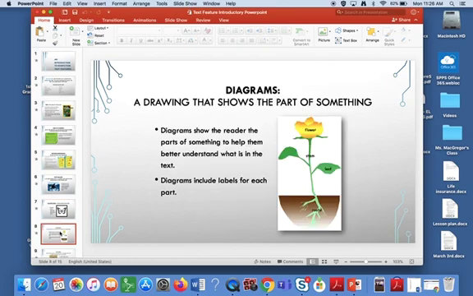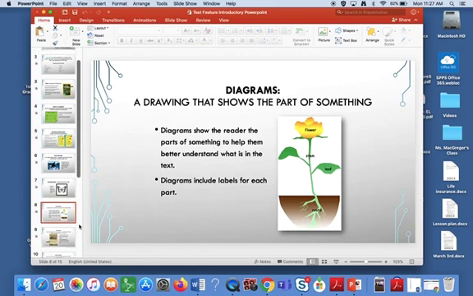The next text feature we're looking at is diagrams, or a drawing that shows different parts of something. You see a lot of diagrams in nonfiction text, and diagrams are really helpful to go back and look at, because remember, we want to look at pictures to really enhance what we're reading. These diagrams help because they show us where certain things are. So diagrams show the reader the parts of something to help them better understand what is in the text. Diagrams include labels for each part. So you can see in this picture the flower, the stem, the leaf, and the roots.